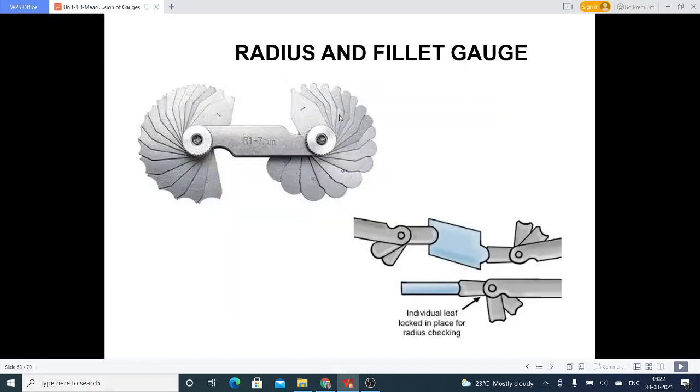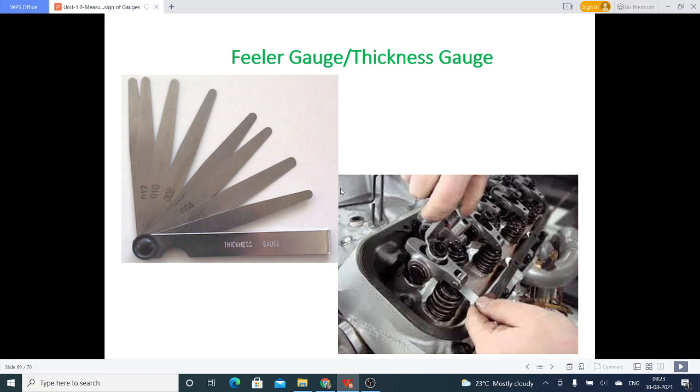Radius gauges and fillet gauges are there to check the radius and fillet on the parts which are provided. Then filler gauges are there to check the clearance between some parts. You can use the filler gauge. The strips have different thicknesses. You can combine those thicknesses and check the clearance between the two components.